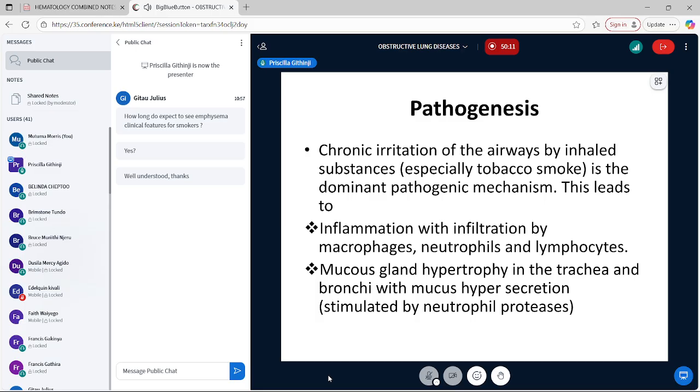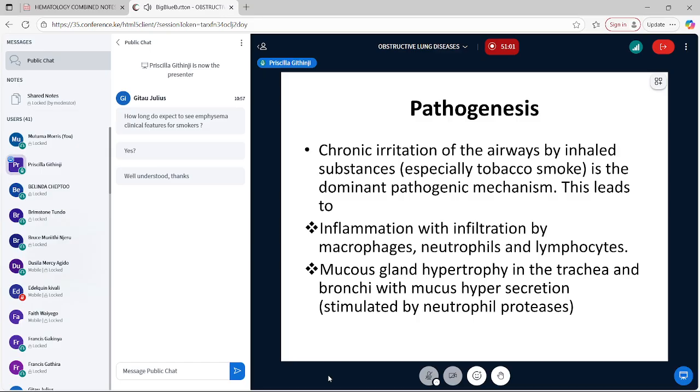So how do you develop chronic bronchitis? So it develops because of chronic irritation of the airways by inhaled substances, especially tobacco smoke. And this is the dominant pathogenic mechanism. So when you have chronic irritation, this leads to what? It leads to inflammation, because that's why we always do general pathology, cell injury. So this tobacco smoke is causing cell injury that leads to death by necrosis, that leads to inflammation. Not only that, you can have inflammation without necrosis first if that irritation is persistent. So this leads to inflammation.